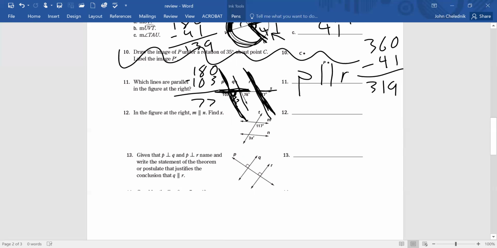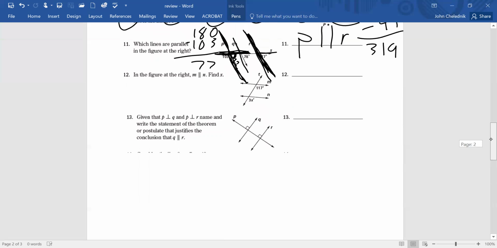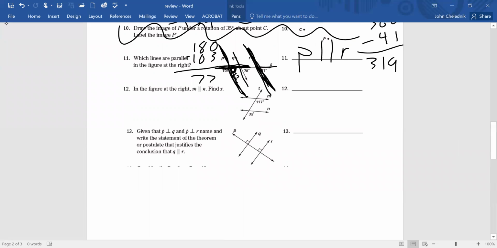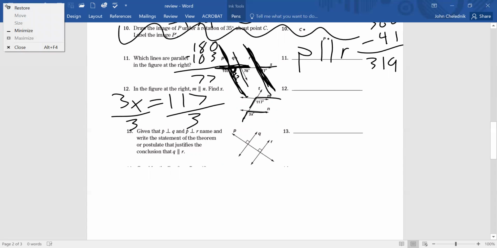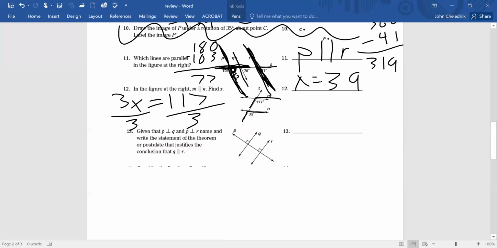Number 12, it says in the figure at the right, M is parallel to N. Find X. Very well. So since M is parallel to N, we have equal corresponding angles, which means 3x must actually equal 117. Divide 3 on both sides. You're going to end up with, oh gosh, what does that come out to? 39? Is that right? Yes, 39, I believe. Yes, it would be 39. Okay, x equals 39.